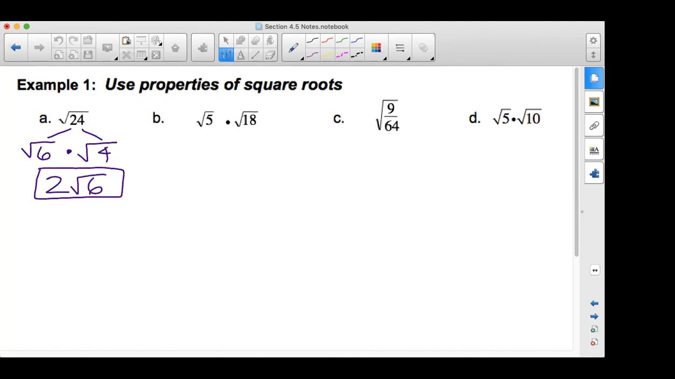So now let's look at B. Can we take the square root of 5? Right, we can't. Can we take the square root of 18? Can it break up into anything? Would break up into 9 and 2. Yeah, this 18 could break up into 9 and 2.